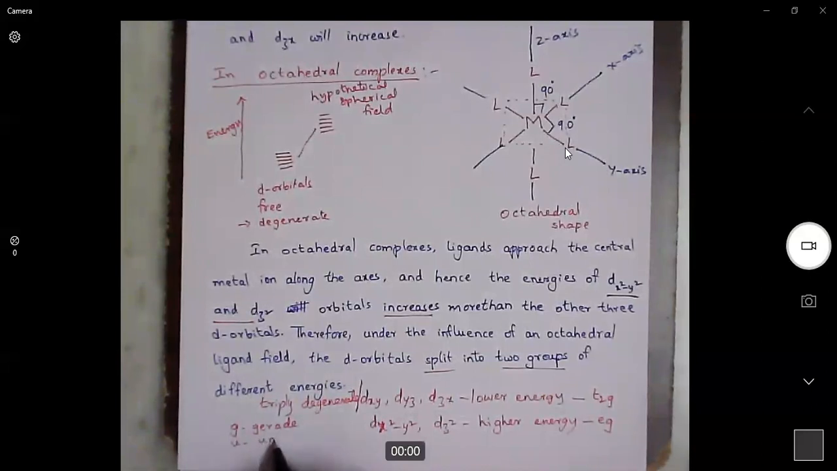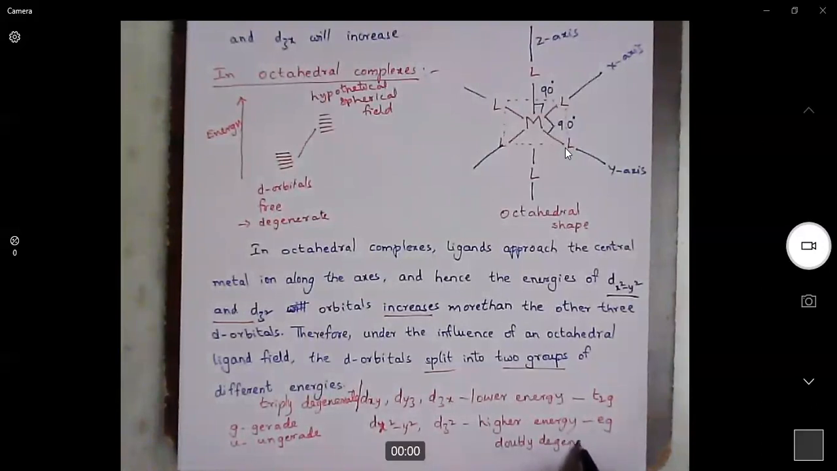U means ungerade. Ungerade means unsymmetric. If there is a symmetry, we give the symbol G. If there is no symmetry, we give the symbol U. Okay. So E, what is E? E means doubly degenerate.